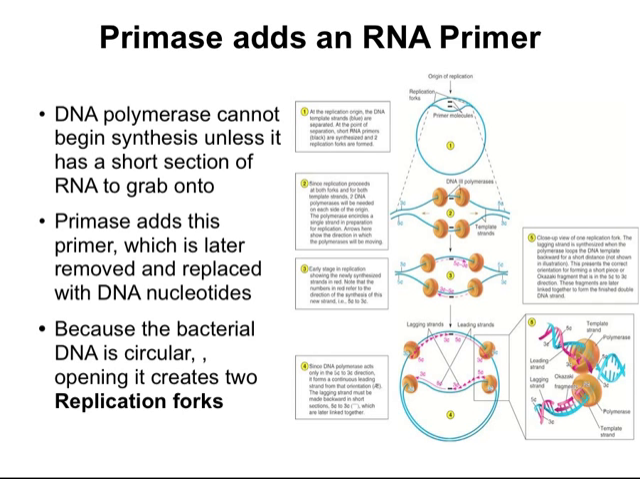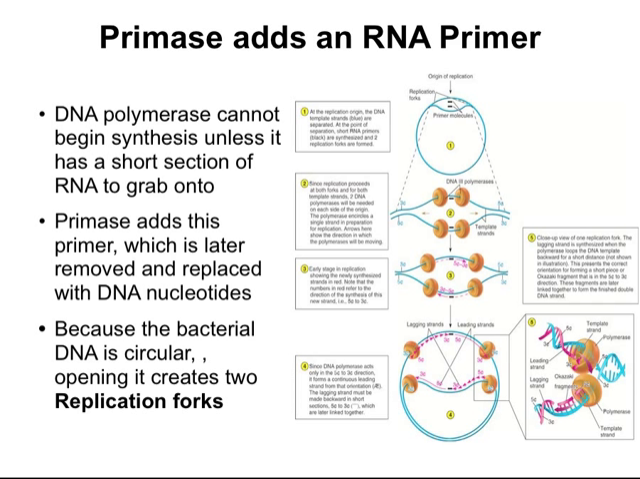We need a primer because DNA polymerase cannot begin synthesis unless it has a short section of RNA to grab onto. It sort of needs a handle in order to get going. Otherwise, DNA polymerase doesn't know where to begin. So, primase is the enzyme that's going to add this primer. Later, the primer will be removed and replaced with DNA nucleotides.